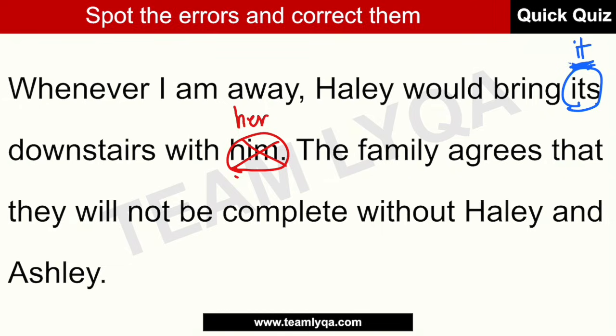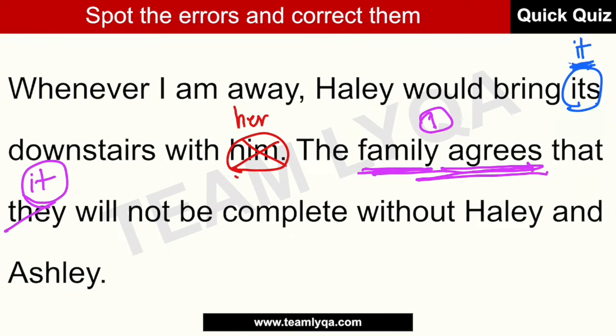The family agrees that they will not be complete without Hailey and Ashley. Now, may mali ba dito? Now, this is tricky. Medyo up for contention din. Pero let me explain. Yung family kasi can be a group noun. And this time, they all agree. Okay? So, the family agrees. Nakita natin, include din yung ating verb here. Kasi bilang niya, isa lang. Singular eh. So, the family agrees that it, kasi it's now functioning as a single unit, will not be complete without Hailey and Ashley. Now, that is yung sagot natin sa quick quiz.